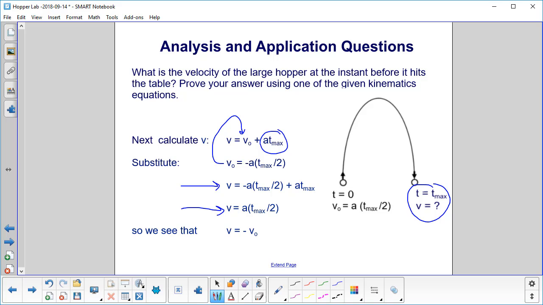Then note, here's V0, minus a times t max over 2. Here's your final velocity. So your final velocity is negative your initial velocity. You compare these two right here.